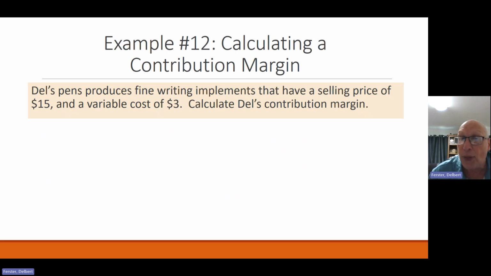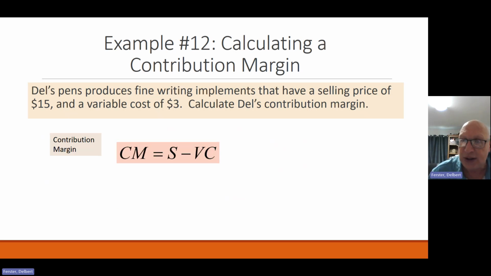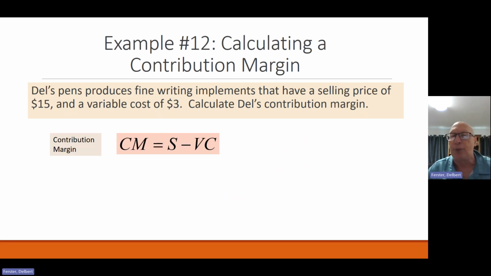Now, it only costs Dell $3 to make a pen. So his variable cost for each particular item that's going to be sold is just the difference between those numbers. And that is, according to your author, the contribution margin. It's going to contribute how much he can use per pen sold to offset his fixed costs.